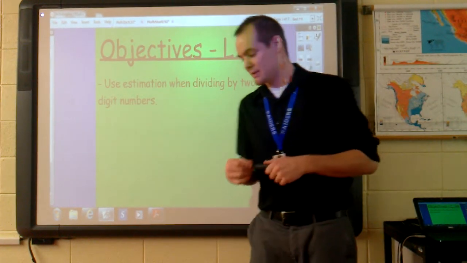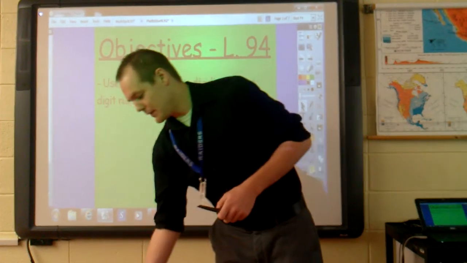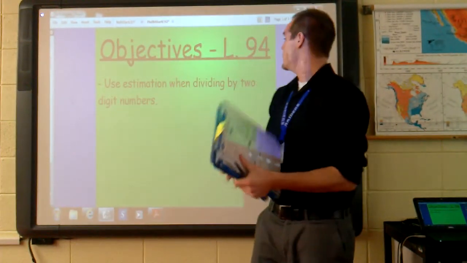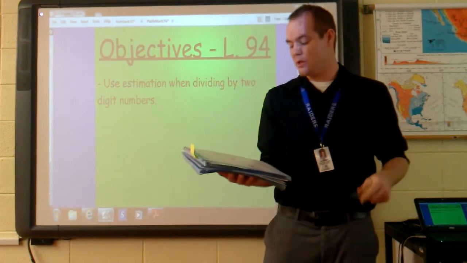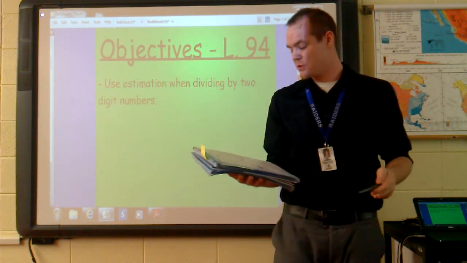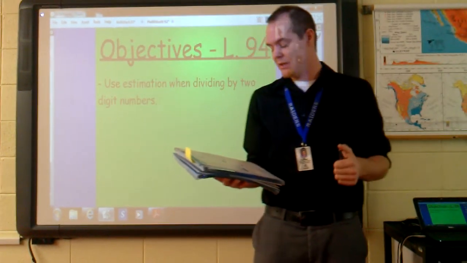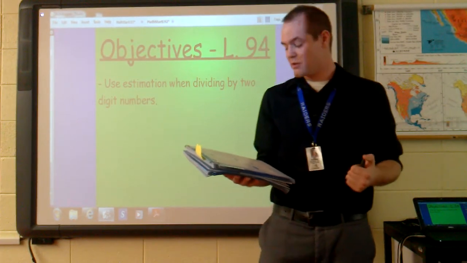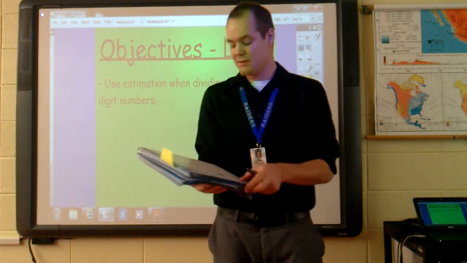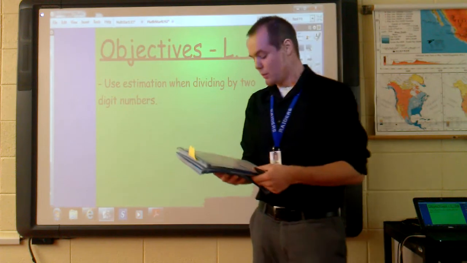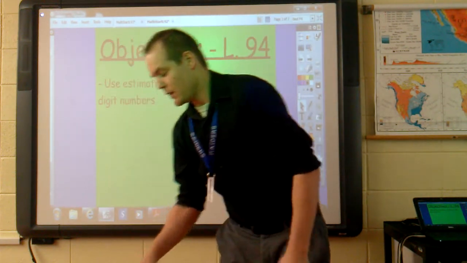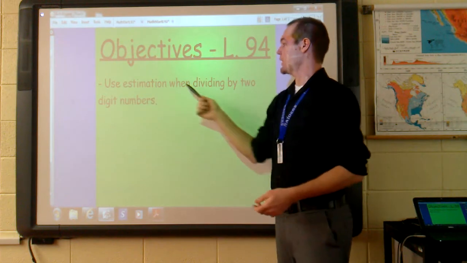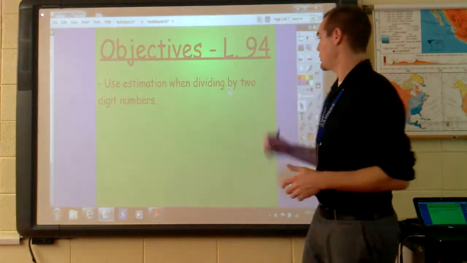On page 616, the new concept says in lesson 92, which was two lessons ago, when we learned a method to help us divide by two-digit numbers, the problems in that lesson were chosen so that using the first digit to guess the division answer would work. However, this method does not always work. In this lesson, we will learn another strategy for two-digit division. That strategy is using estimation when dividing by two-digit numbers.